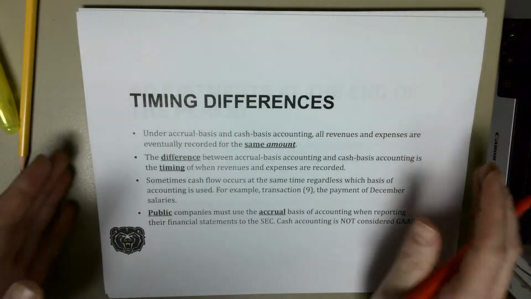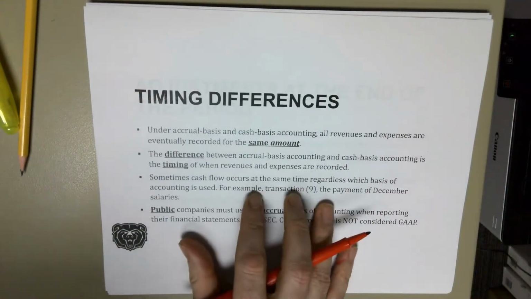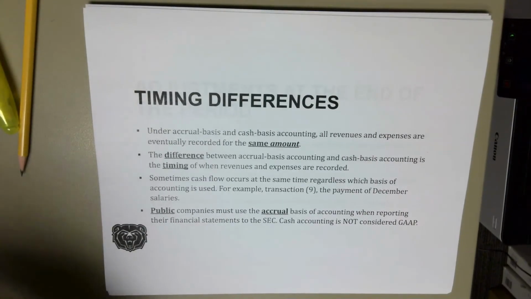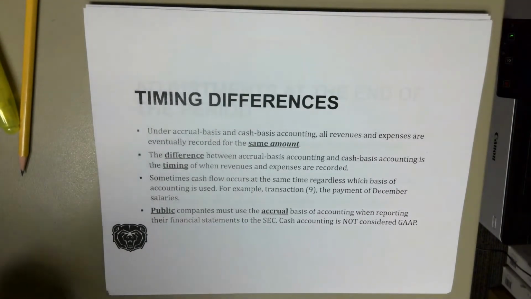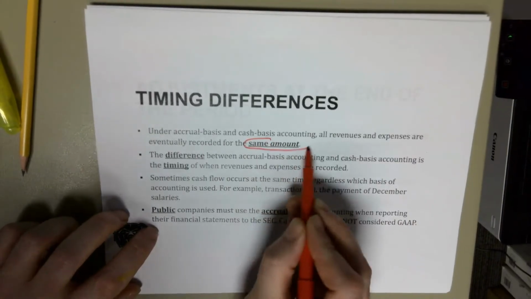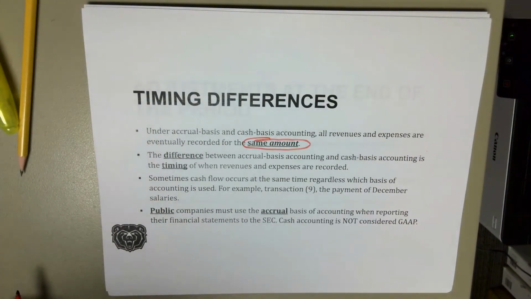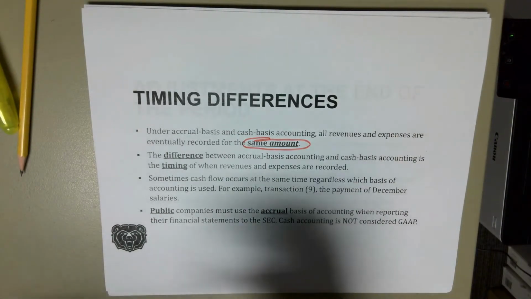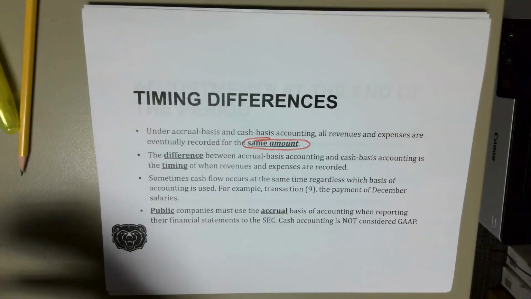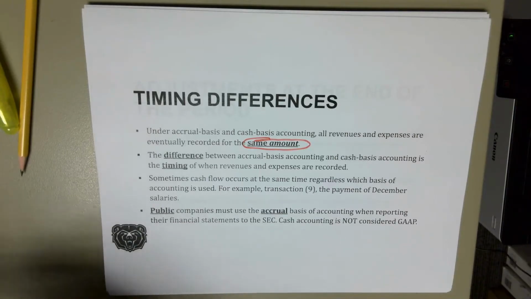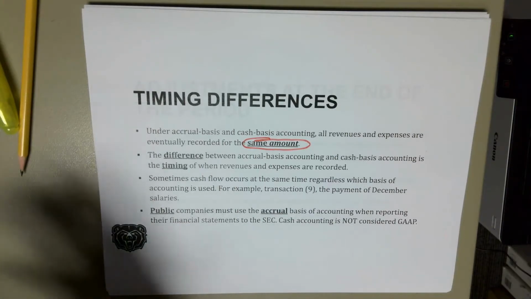Okay, so let's take a minute to talk about those timing differences, right? So we said what makes such a big difference between cash and accrual basis accounting is the timing difference. And one really important thing to realize here is that at the end of the day, revenues and expenses under the accrual basis or under the cash basis of accounting are going to be the same amount. They're going to get recorded eventually for the same amount.